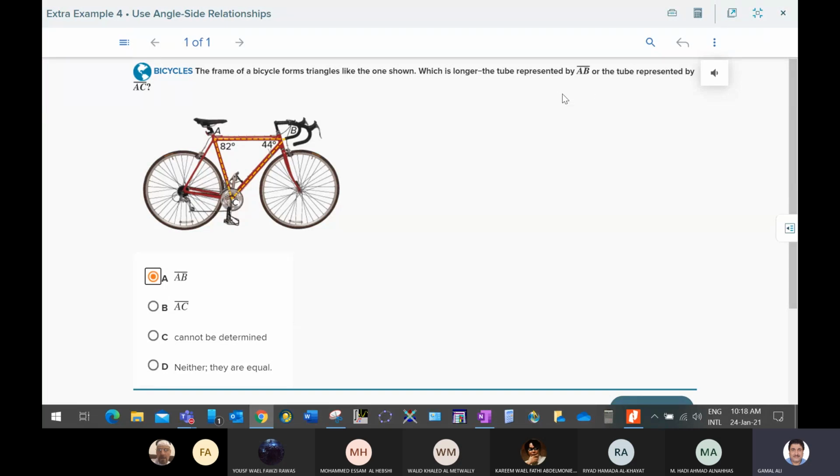Muhammad Isam, we need the longer. The opposite angle for AB is 54, as you said. Am I correct? Yes. So this is 54, the opposite side of it is AB. And 44, the opposite side of it is AC. So the longest side is AB, Muhammad. Am I correct? Yes, you're correct.